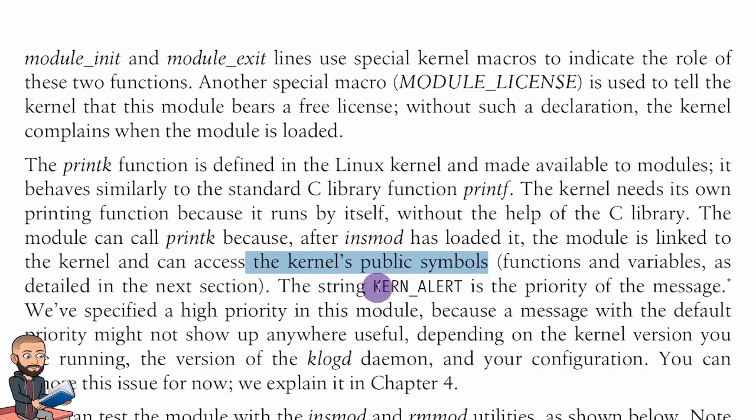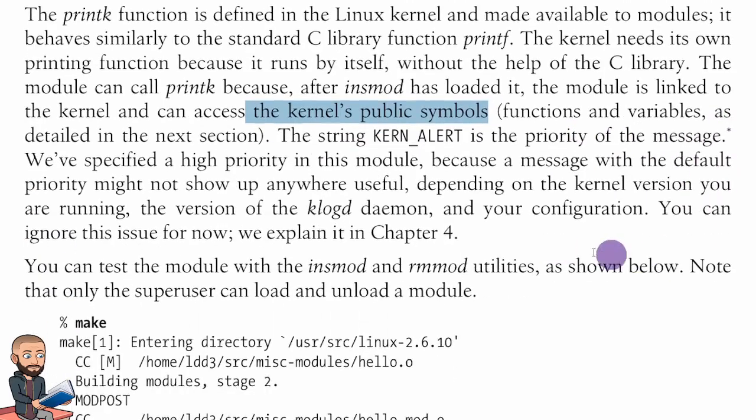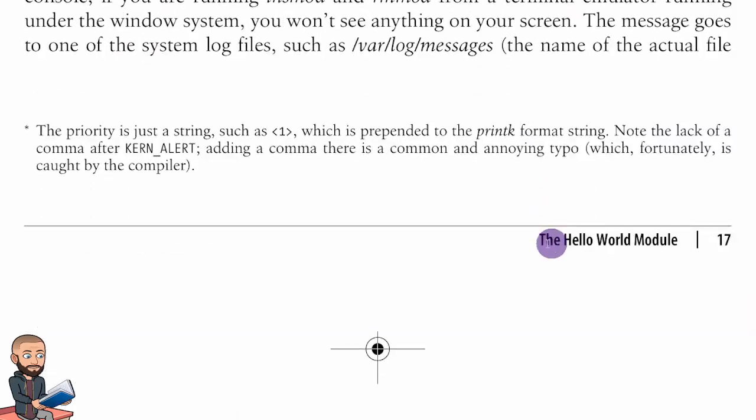The string KERN_ALERT is the priority of the message. And we have an asterisk here. Let's go see what that means. The priority is just a string such as <1>, which is prepended to the printk format string. Note the lack of a comma after KERN_ALERT. Adding a comma there is a common and annoying typo, which fortunately is caught by the compiler.